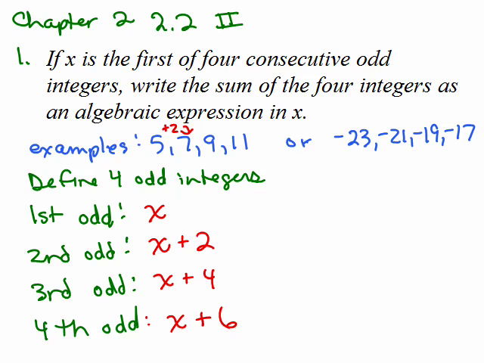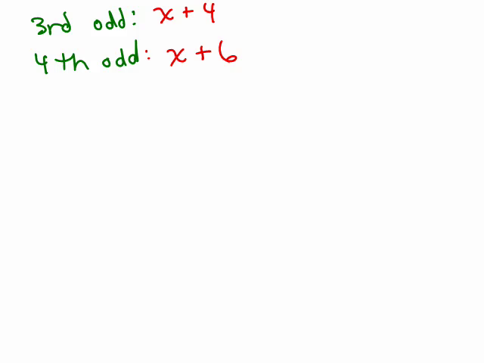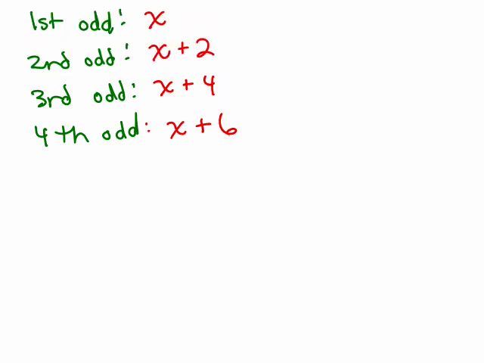Now, we need to write the sum. Okay, it's asking to write the sum. So what is the sum? It means you've got to add the 4 integers together. All right, so let's see. These are the 4 integers. So the sum, you simply add them together. You are not writing an equation. You are just adding each of the integers.